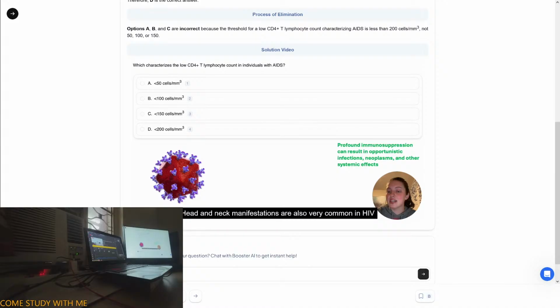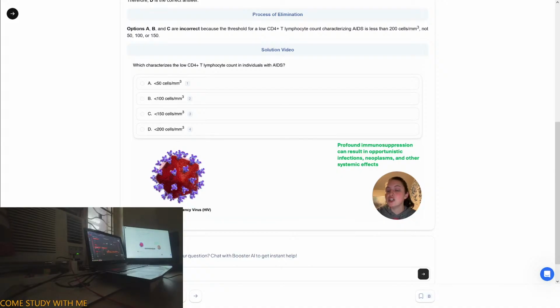Head and neck manifestations are also very common in HIV and may even be the first sign of an HIV infection, which is why it's really important for us to know about this condition as a dentist. There is actually no cure for this infection, but antiretroviral drugs are used to stop the virus from replicating in the body, so these drugs stop the progression of the condition.